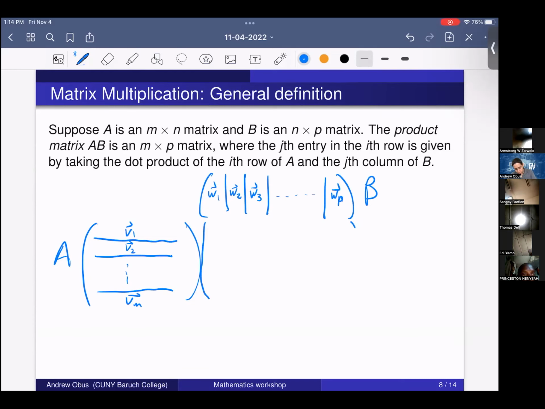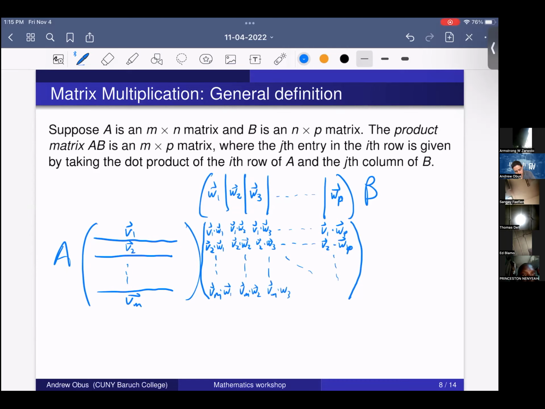And now I'm going to find my new matrix. And what are the entries in this matrix? Well, it starts with V1 dotted W1, and then V1 dotted with W2, V1 dotted with W3, and so on, all the way to V1 dotted with WP. In the next row, we have V2 dotted with W1, and then V2 dotted with W2, V2 dotted with W3, and so on all the way up to V2 dotted with WP. Sorry if the writing's a little small. And then this continues all the way down the matrix. And in the last row, we have VM dotted with W1, VM dotted with W2, VM dotted with W3, and so on. The last one is VM dotted with WP. Okay, so this is maybe a visual definition.